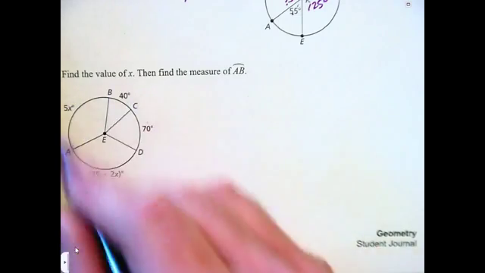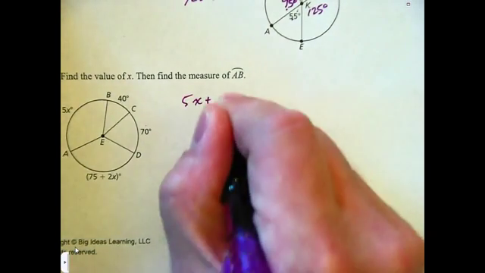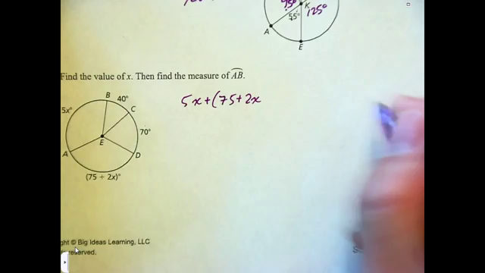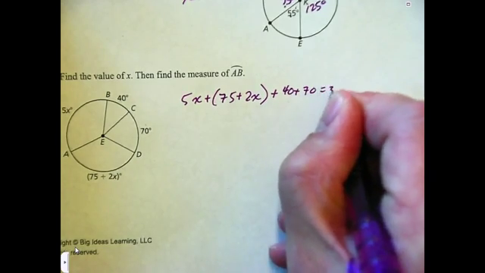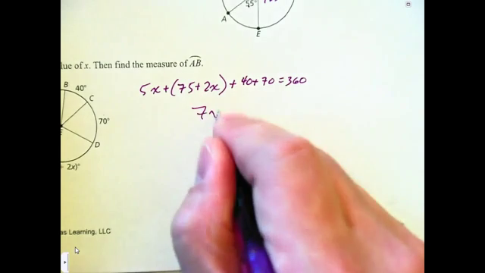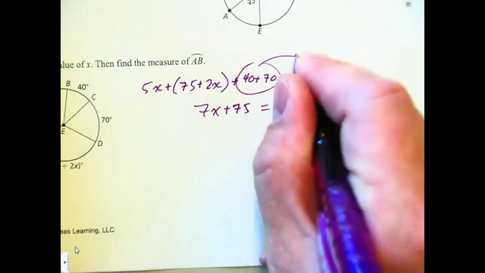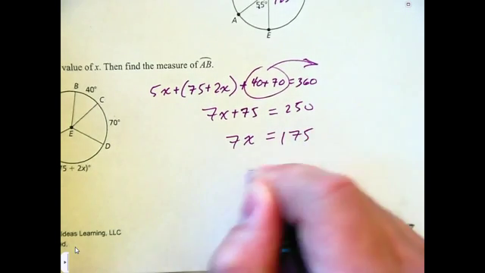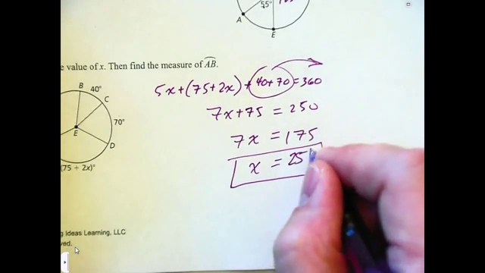All right, find the value of x. What does all this have to add up to? 360. So we'd say 5x plus 75 plus 2x plus 40 plus 70 equals 360. Okay, or 7x plus 75 is equal to 250 if you move these two things over. 7x is then equal to 175, and x is 25. 25 degrees. Very good. You can check it.